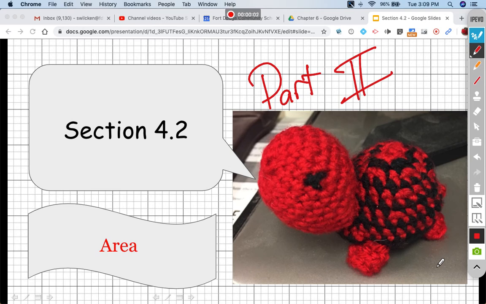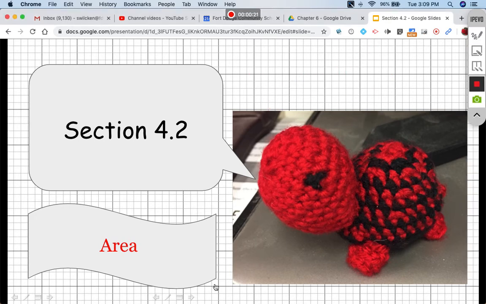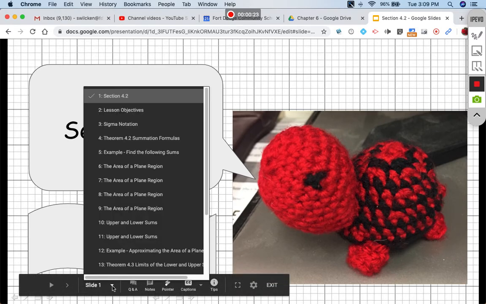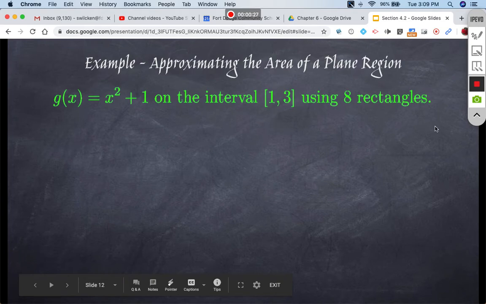So here we are back with integration, our chapter on integration. We're in section 2. This is the second part of section 2, where we're looking at the area model and using this to get ourselves into this idea of integration. So where we left off, we were looking at this example.